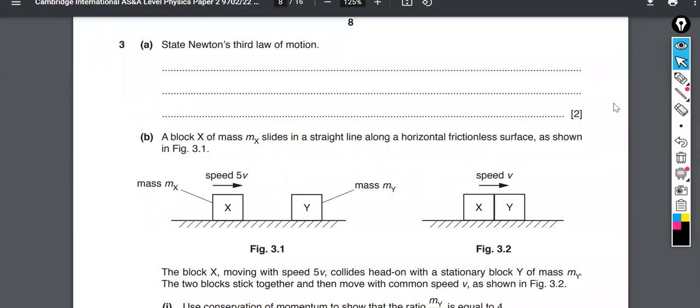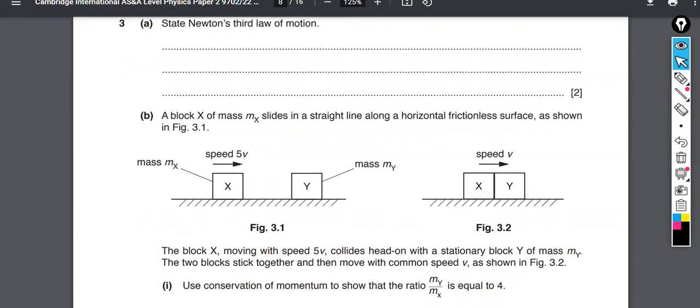Hello and welcome back. In the last video, we discussed 3A, state Newton's third law of motion, but in the interest of time and because the bell was about to ring, we called it a day there. But if you're back, this is the continuation of question 3 from paper 2. And it looks like we're dealing with some momentum conservation.